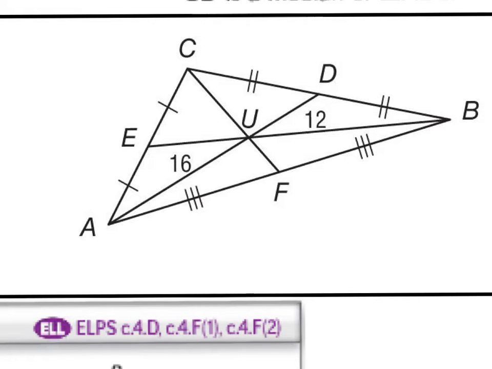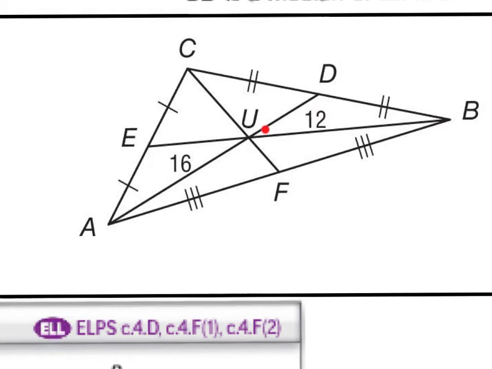So let's identify what the medians are. Remember, the medians have to come from the vertexes or the corners, if you will, of the triangle. So CF is a median, not CU, because it's got to extend all the way to the other side, the opposite side of the triangle. So CF is a median, AD is a median, again, not AU or UD.